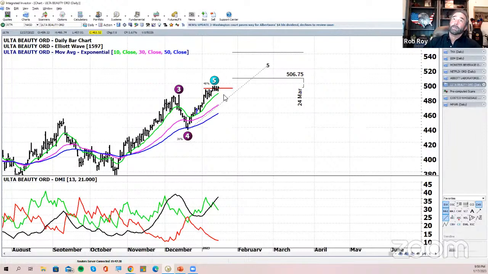So looking at Ulta, it's right at that 50% extension.